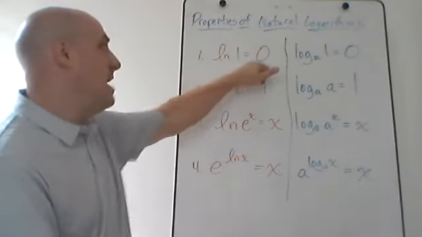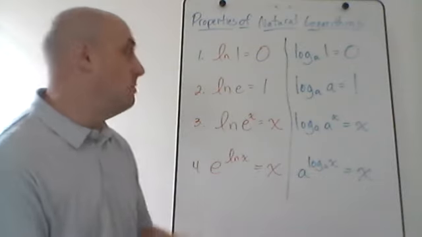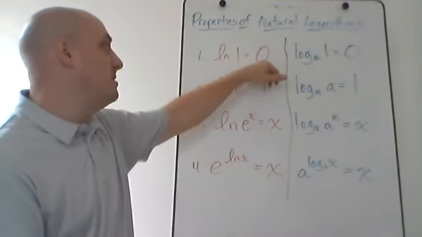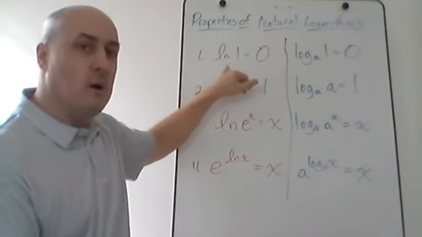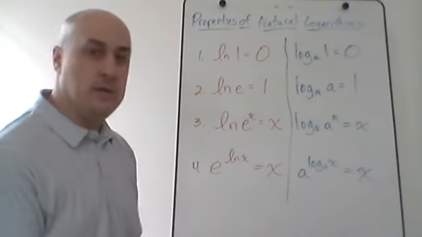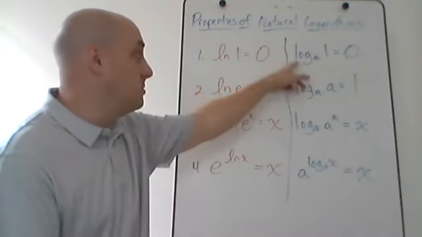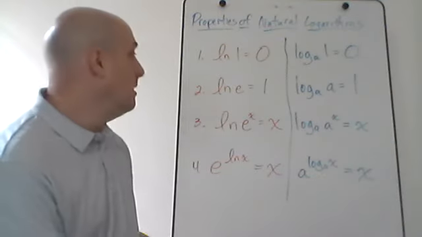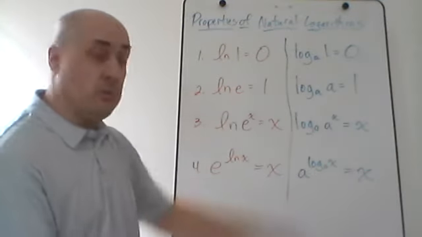So the first property, the natural log of 1 always equals 0. Right? If I have a base e and I have to raise it to some power to make it equal 1, well, e raised to the 0 power equals 1. Anything raised to the 0 power equals 1, just like that property over there, right? Ln of e equals 1, right?